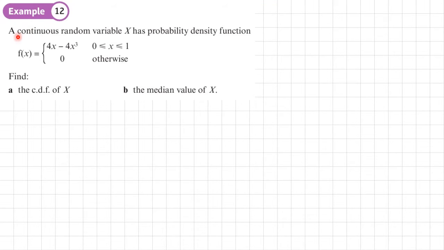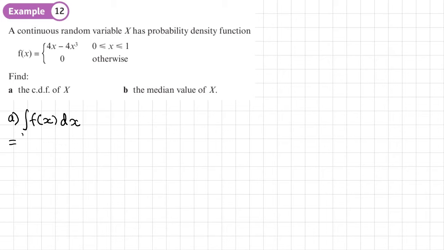Example 12. A continuous random variable x has this probability density function here, and in part A, we want to find the CDF of x. Now remember, to find the CDF of a function from the PDF, we need to integrate the PDF. So we're going to integrate this with respect to x. Now remember, when we integrate it, we're going to have a plus c, and then we can use a value of x to work out what c is.